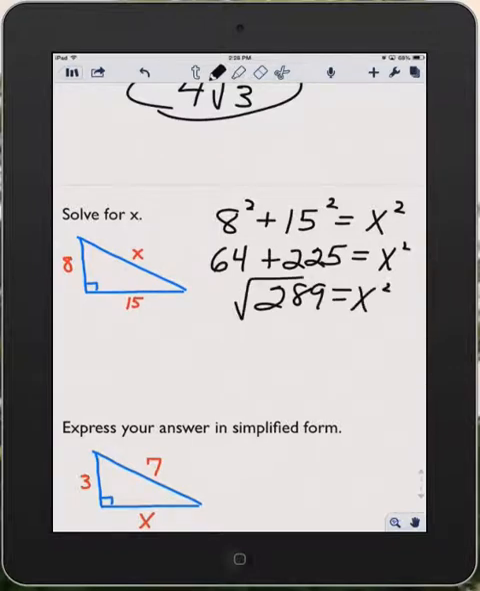We take the square root of each side of the equation. Square root of x squared is equal to x, because we're only dealing with positive numbers for the geometry part of the problem. And the square root of 289 is 17.